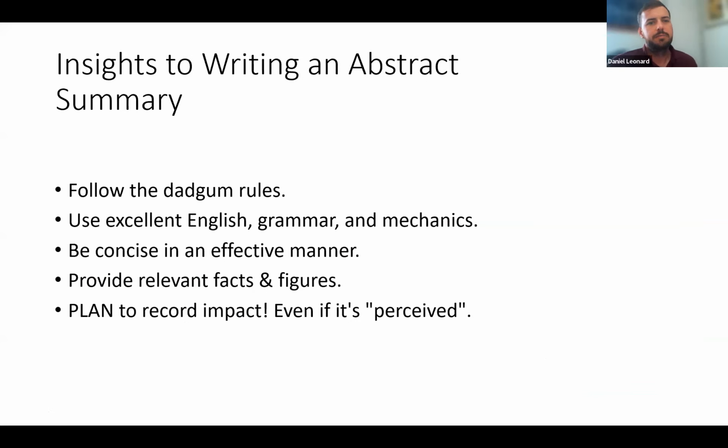So, just summarizing abstracts real quick. As one of my favorite, I'm a Florida fan, but one of my favorite football coaches, Bobby Bowden of FSU, he liked to say dadgum. So follow the dadgum rules. I mean, if you don't follow the rules, you cannot win. Use excellent English, grammar, and mechanics. Don't let us nitpick your piece. Don't let your grammar and mechanics be the reason you don't win. Be concise, but in an effective manner. You have 350 words and you can use them, but if you can say what you need to say in less, it's probably better and might be easier to read.